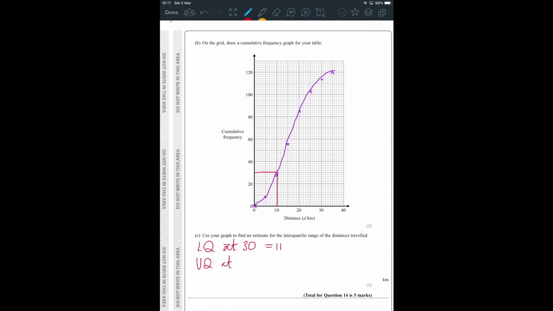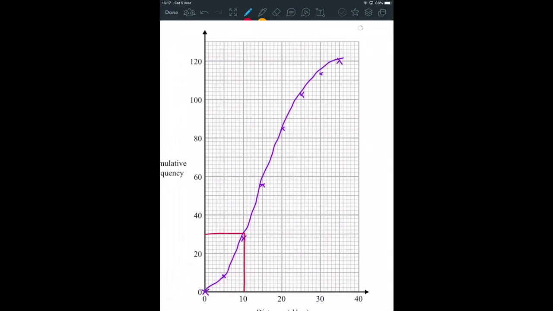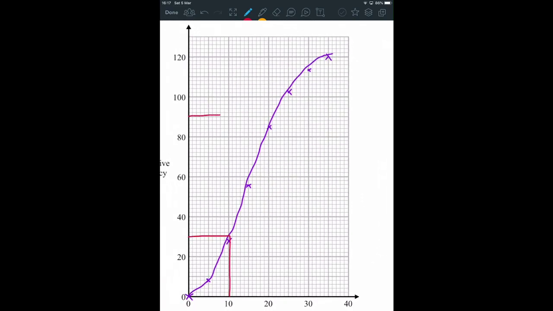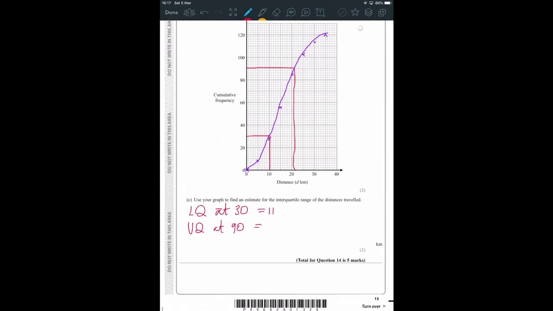The upper quartile is at 3/4 of 120, which is at 90. So looking at my graph, across at 90 and then down. That looks like it's getting to 21. Of course, pencil and ruler will make this more consistent. Interquartile range, 21 minus 11. This is an interquartile range of 10 kilometers.